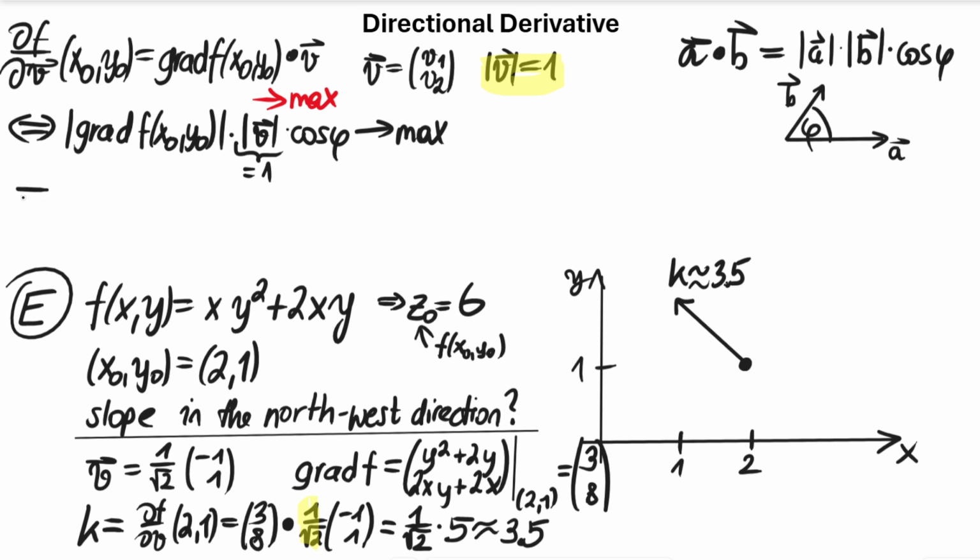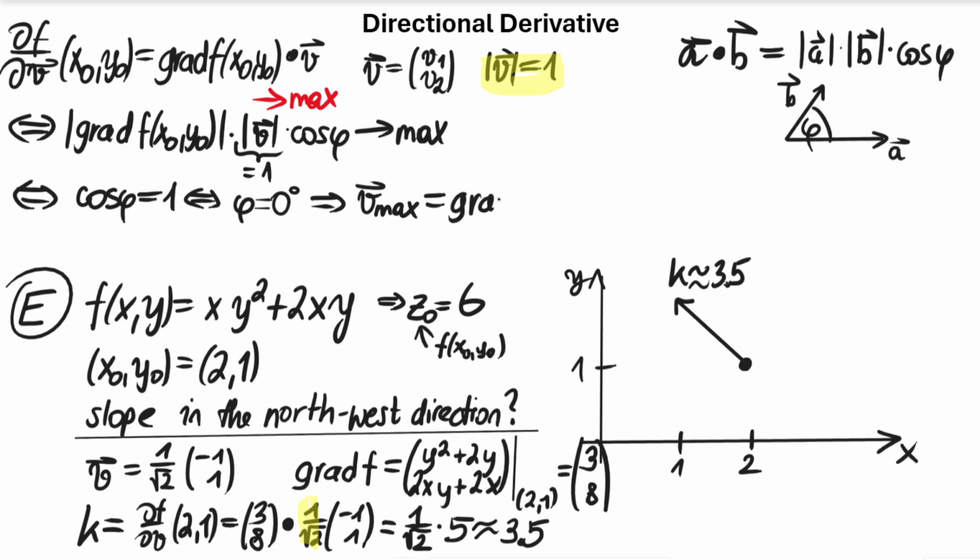So what does this mean? It means actually the cosine of the enclosed angle must be maximal, and the maximal value is 1. And when is the cosine equal to 1? If the angle itself is 0 degrees. So what can we conclude from this? The enclosed angle is 0. It means the gradient points into the same direction as the vector v. Or in other words, the v which maximizes the slope is the gradient.